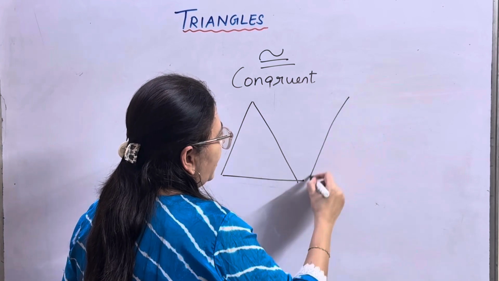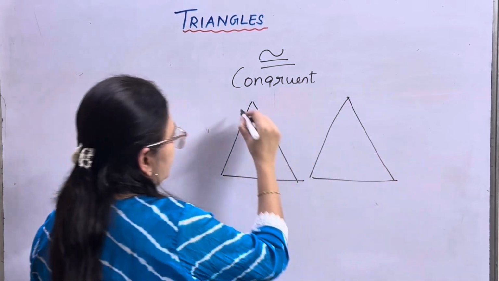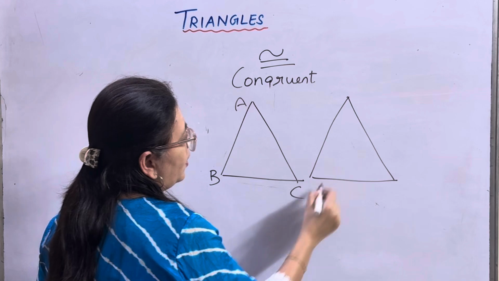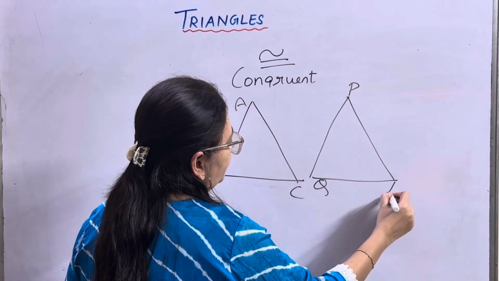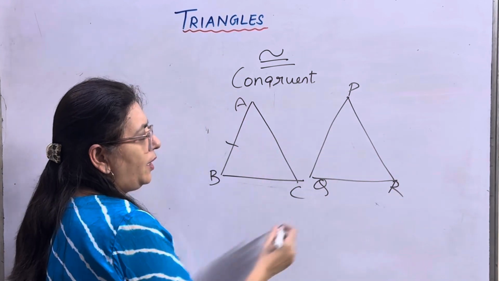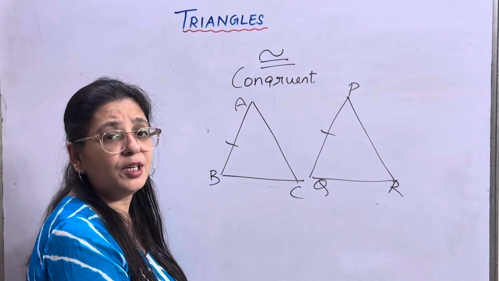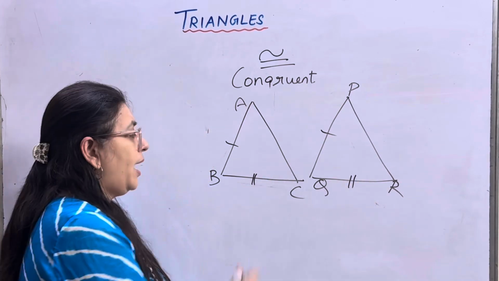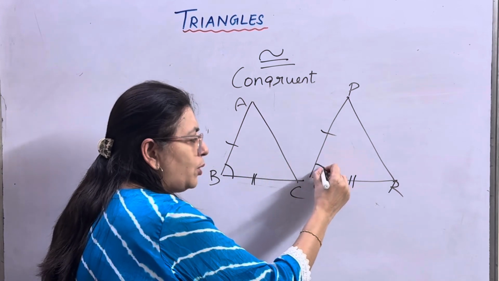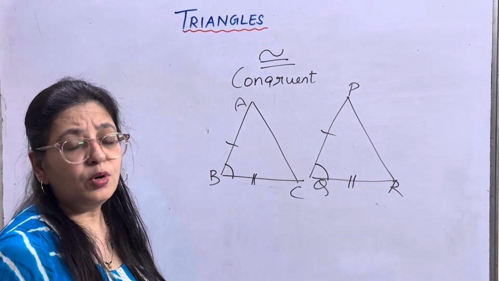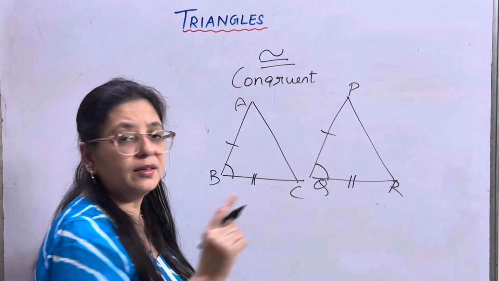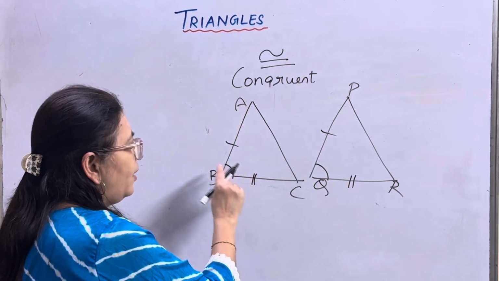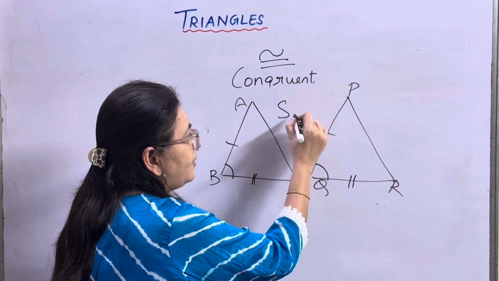Say I take two triangles ABC and PQR. I say AB is equal to PQ. BC is equal to QR. And angle B is equal to angle Q. So these two triangles are congruent by side, angle, side.